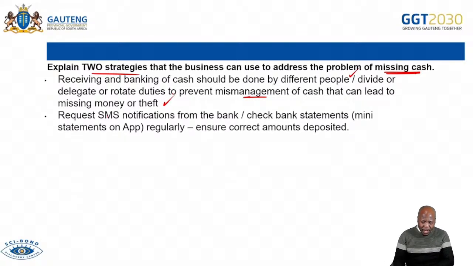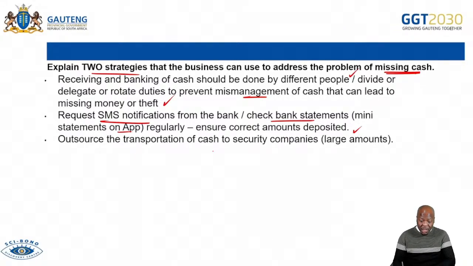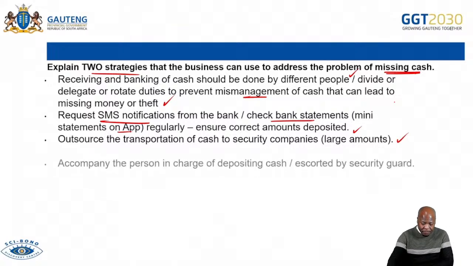Let's go to the second point. Request SMS notification from the bank. So that means whenever there's a transaction that happens, a deposit or a withdrawal, request SMS notifications from your bank. The next one is that you can check your bank statements, that is the mini statements, and you can do that on the app regularly to ensure correct amounts are deposited. Outsource the transportation of cash to security companies, especially when we're dealing with large sums of money. So you can have your cash transportation companies to come and collect the cash.